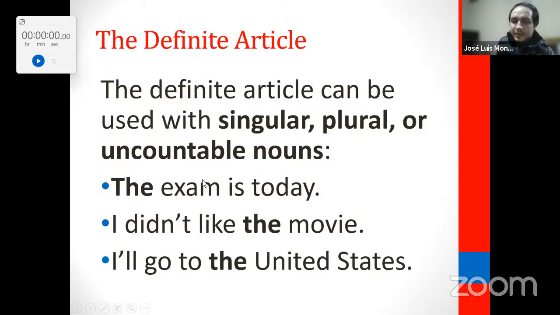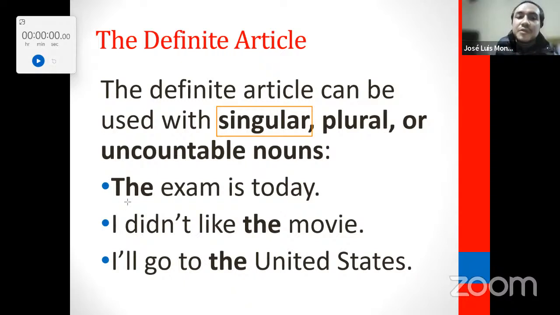Again, this is going to be easy, but let's be careful when we don't have articles. That's the only tricky part. And also the words with which we use "the", that is going to be at the end of the presentation. So here we have some examples. Let's read this with the definite article, please. The definite article can be used with singular, plural, or uncountable nouns. The exam is today. I didn't like the movie. I will go to the United States.